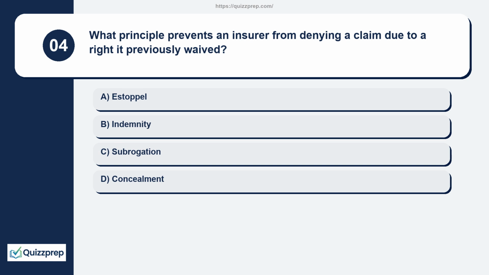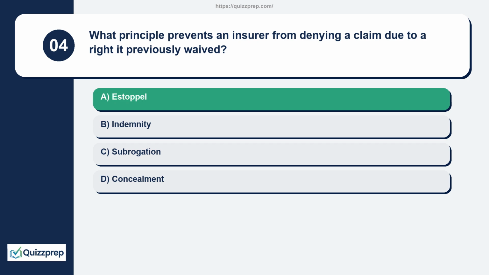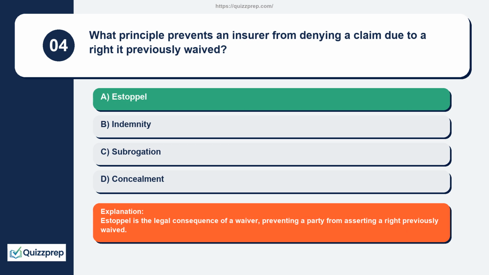Question 4. What principle prevents an insurer from denying a claim due to a right it previously waived? Estoppel, indemnity, subrogation, concealment. Estoppel is the legal consequence of a waiver, preventing a party from asserting a right previously waived.